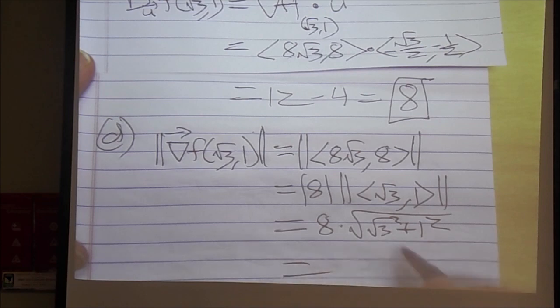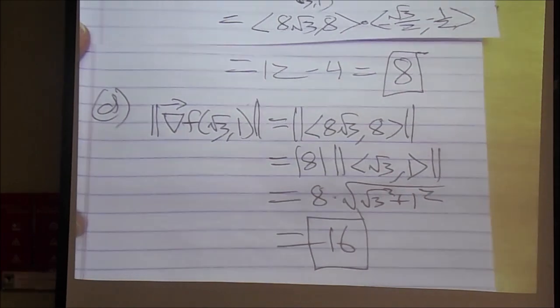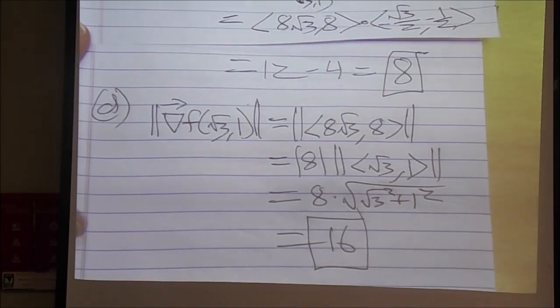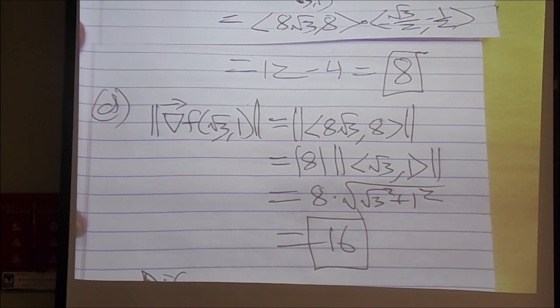You don't need to take this much time. This is 2. Apparently, the length of the gradient is 16. That's also the largest directional derivative. What's the direction? The direction is the direction of the gradient. So this is the significance of the gradient. It points in the direction of greatest increasing slope, and that slope is the length of the gradient.